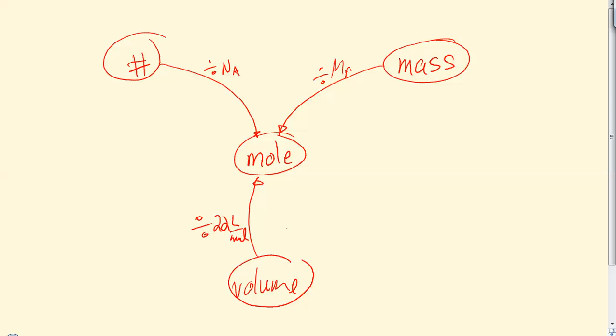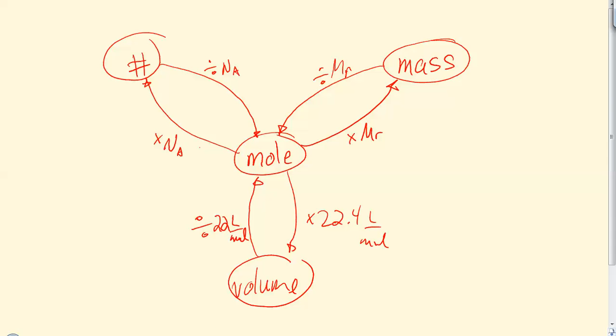Okay? And of course, there's also the one going away from the mole, and that's the one that you multiply by. So times 22.4, which is not going to be on the quiz tomorrow. Don't worry, I'm just completing your mole map for you. Times the molecular mass, or times n sub a, which is 6.022 times 10 to the power of 23.